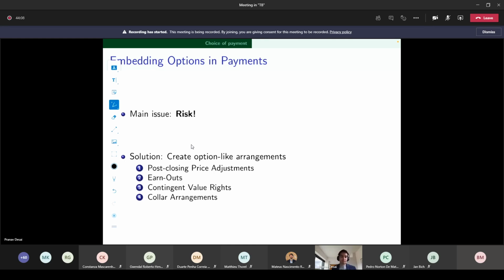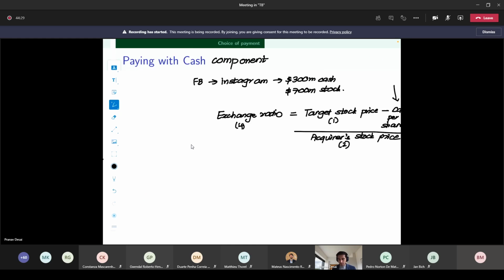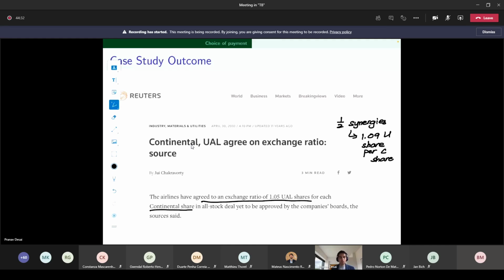So when there is a payment method being chosen, one of the central dimensions which drives the payment choice is risk. How much of the risk is being shared between the acquirer and the target? To give you a very specific example, in the previous case, Continental and United, Continental is going to continue sharing the risk of the final deal because it's not receiving a specific amount in cash. There's no definite payment.